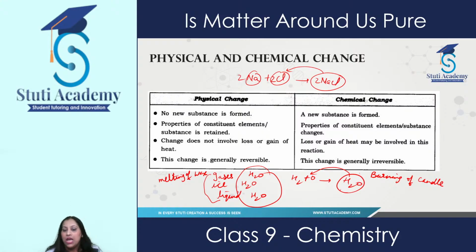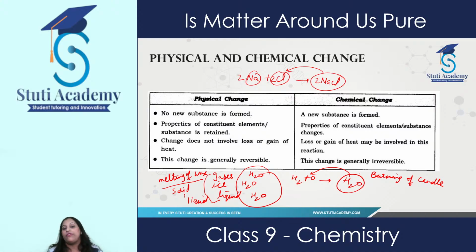So as you can see the difference, melting of wax. But if we are melting wax, it changes its state only. It changes from solid to liquid. Only there is a change in the state. So that's an example of physical change, and burning of a candle is an example of chemical change.